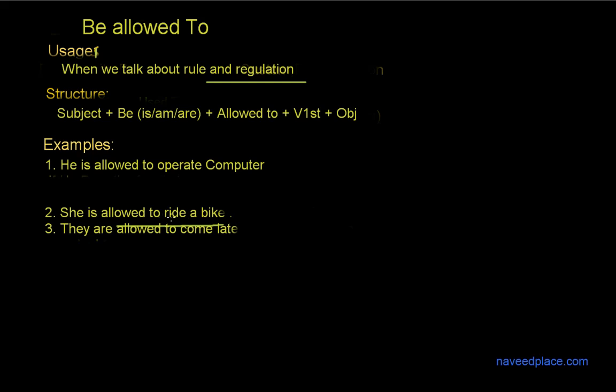She is allowed to ride a bike. In that example we are talking about her being allowed to ride a bike, so here we are also talking about rule and regulation. They are allowed to come late. Here we are also talking about rule and regulation. So whenever we talk about rule and regulation, what will we use? We will use be allowed to.